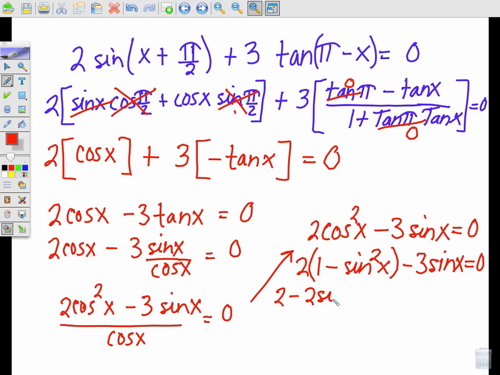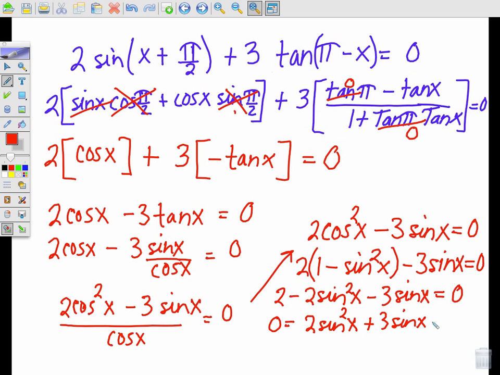I'm going to go ahead and put all of this in the right form here. We've got 2 minus 2 sine squared x minus 3 sine x equals 0. I'm going to rewrite this and also divide by a negative, all in the same step, or I can just move everything to the right side. 0 equals 2 sine squared x plus 3 sine x minus 2 equals 0, or just the minus 2.